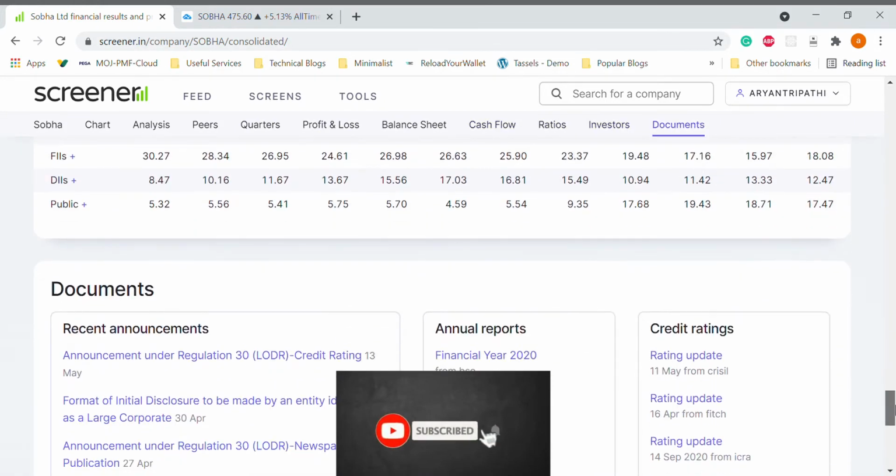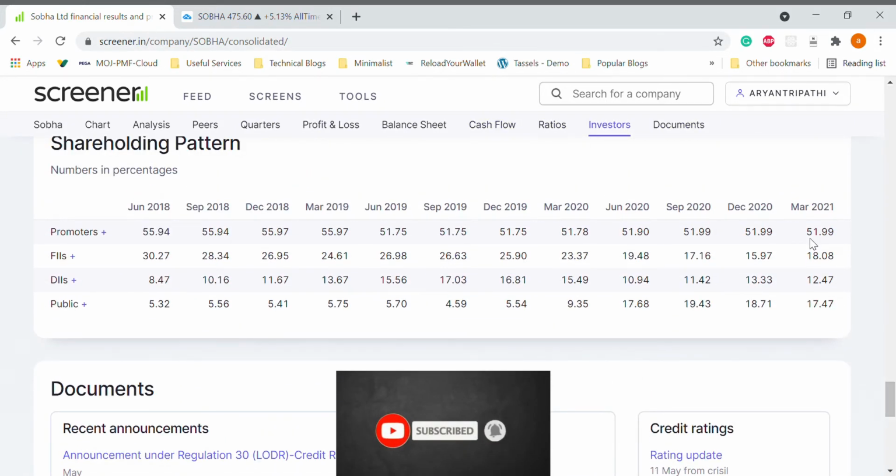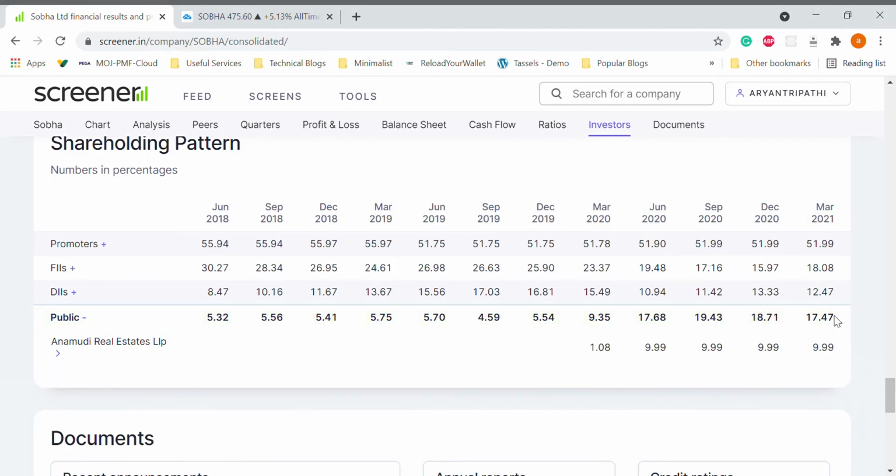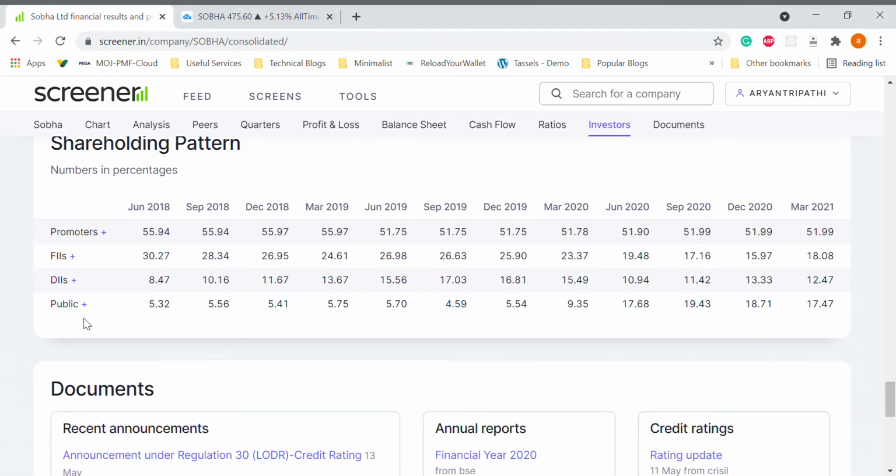The second important point is the shareholding. Promoters hold 52%. FIIs and DIIs are very good holders, at 18% and 12.5% respectively. So it's a very good hold. The public holds around 17.47%, but 10% is held by Annamudhi Real Estate. So if you remove that 10%, the public holds less than 7.5%. So the stock is mostly with investors who are strong hands, as we say. So the stock fundamentals are also strong.